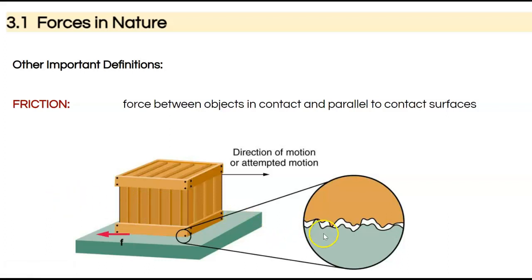If we were to zoom in on those two surfaces, we would see that, unless it's an absolutely ideal surface, there are going to be some bumps and some ridges here. And when those two surfaces interact, that's going to cause that slowdown. So that's friction. So just remember again that friction is acting in the opposite direction of motion or even attempted motion.